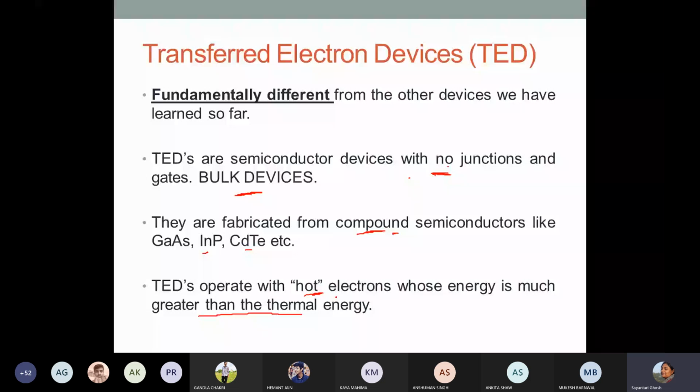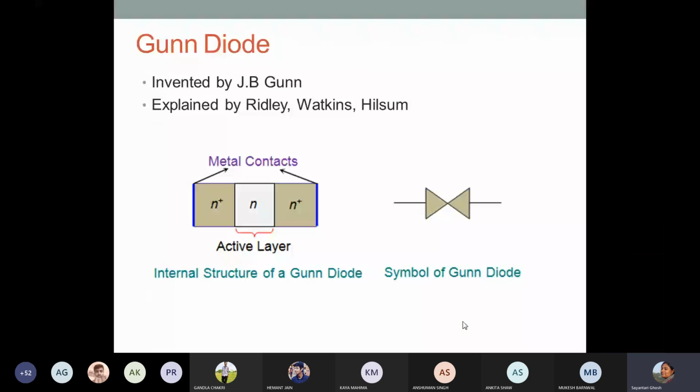These devices are called TEDs. So what is the phenomenon we are talking about? The Gunn diode was invented by J.B. Gunn, and its working principle was explained by three scientists, Ridley, Watkins, and Hilsum. As I said, it is basically made of one kind of semiconductor. Any p-n junction kind of thing is not present there. You can imagine a single n-type material, where sometimes one side is a little more highly doped, like n plus, or the entire thing could be n-type, no problem. That is also sometimes the construction. But there is no p-type present. There is no question of depletion regions and things like that.